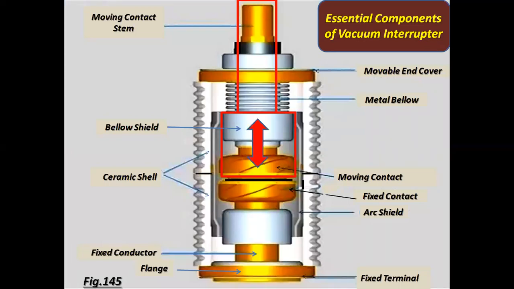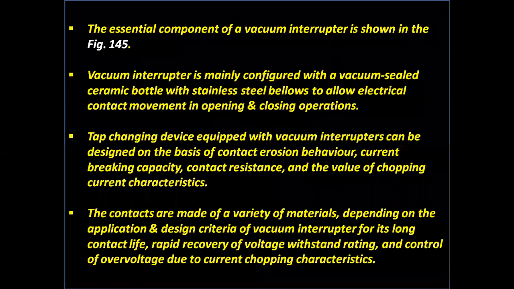Now, see the diagram, the essential components of vacuum interrupters. Moving contact, stem, bellow shield, ceramic cell, fixed conductor, flange, movable end cover, metal bellow, moving contact, fixed contact, arc shield. The essential component of a vacuum interrupter is shown in the figure 145.